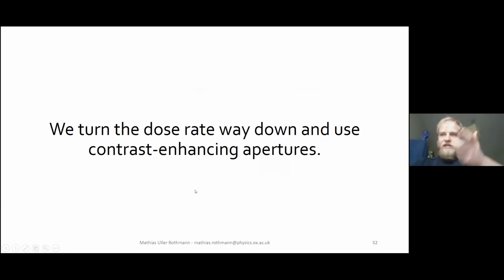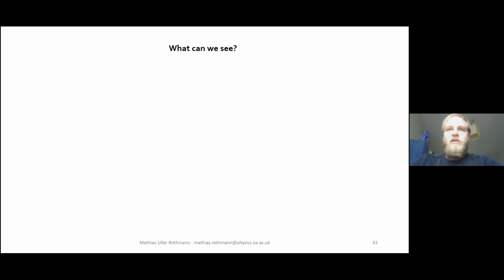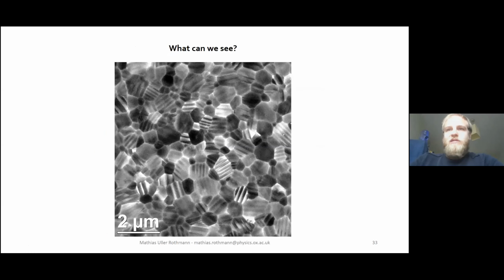So basically turn the light down all the way, and we use contrast enhancing apertures. So we're losing some resolution, but we're getting better contrast in our images. And what we can see is something like this. Now, this is one of my favorite pictures I've ever taken, I think. This is a methylammonium lead iodide thin film on a TEM grid. And we can see these beautiful stripes coming across.